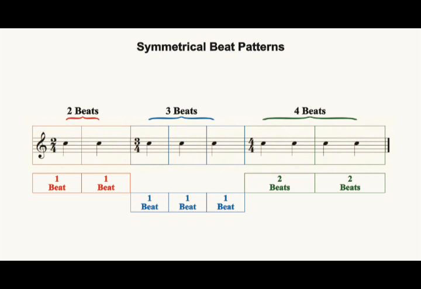In the illustration, we see the sets of 2, 3, and 4 beats as they are distributed across 3 different measures. Note the equal distribution of each set of beats. In 2/4 time, there are 2 beats, with 1 beat occurring in each half of the measure. In 3/4 time, we have 3 beats, with 1 beat occurring in each third of the measure. In 4/4 time, there are 4 beats, with 2 beats occurring in each half of the measure.